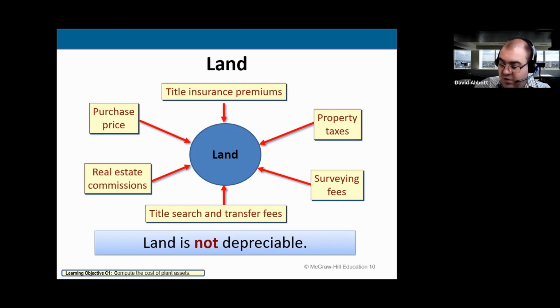The cost of removing structures, less amounts recovered through the sale of salvaged materials, is charged to the land account. So if you have a building there, maybe there's certain parts of the building that you can salvage, so you would subtract that, but the cost of the demolition would be charged to the land account.